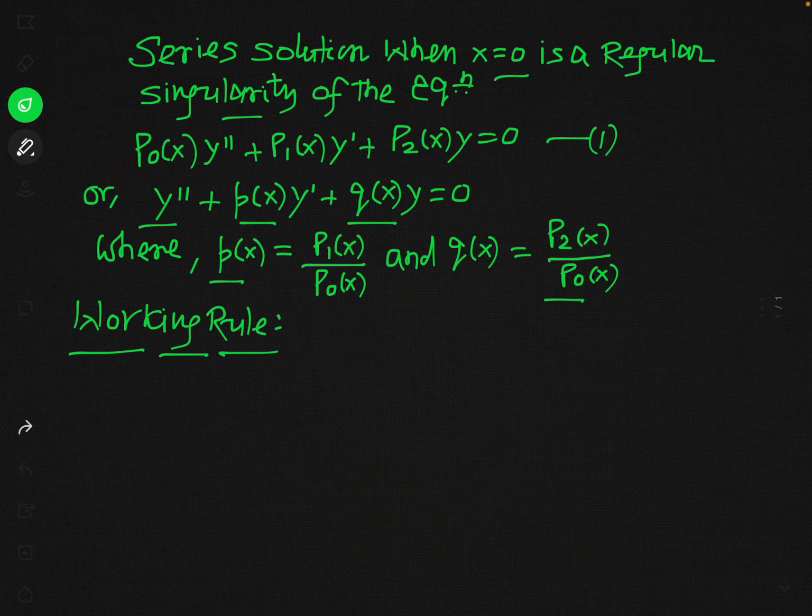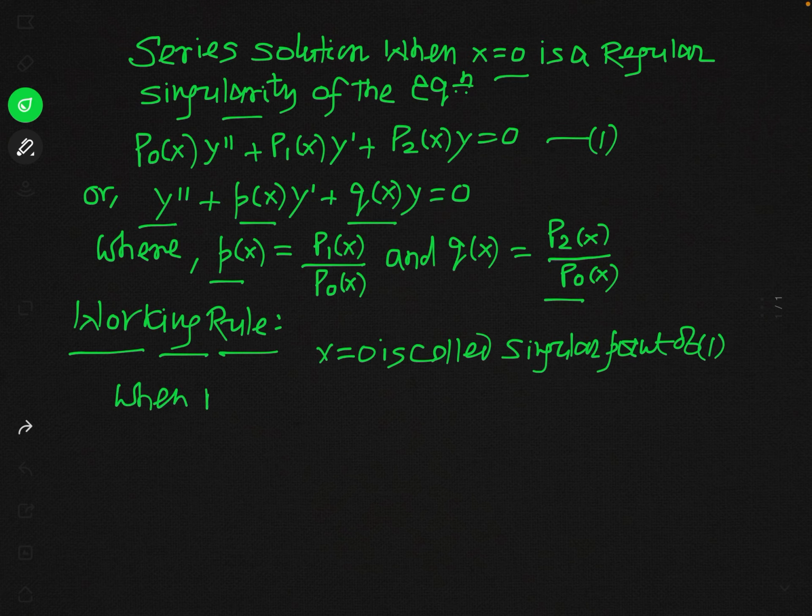When p0 of 0 will be equal to 0, you can say x equal to 0 is called a singular point or singularity of equation 1. When p0 of 0, it means when x is 0, then this coefficient p0 of x is equal to 0.